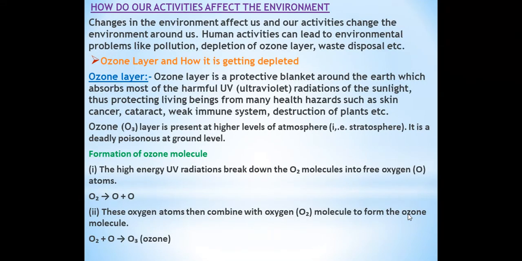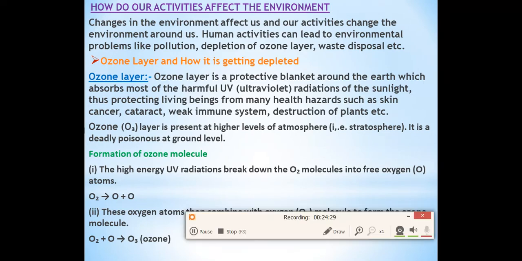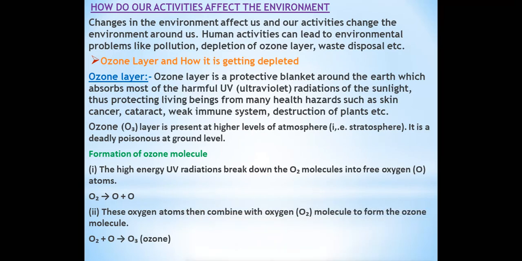Now, how do our activities affect the environment? This is one of the most important topics from this lesson. In this, we are going to read about ozone depletion, the ozone hole, which means how human activities are affecting the environment. Why is the environment getting changed, or what are the changes which we can see in the environment? So changes in the environment affect us, and our activities change the environment around us.